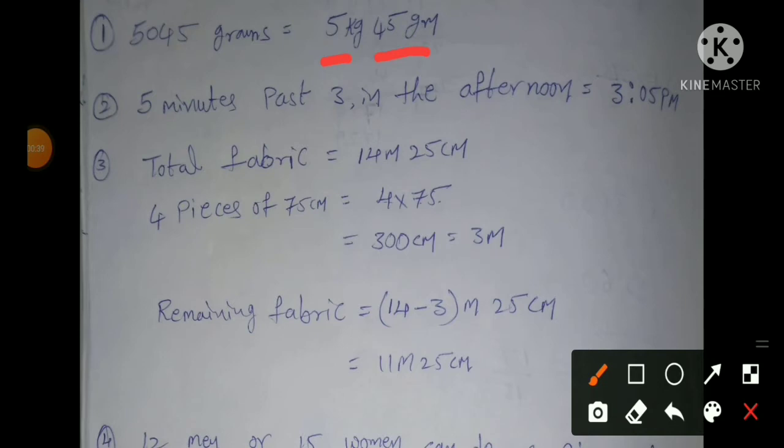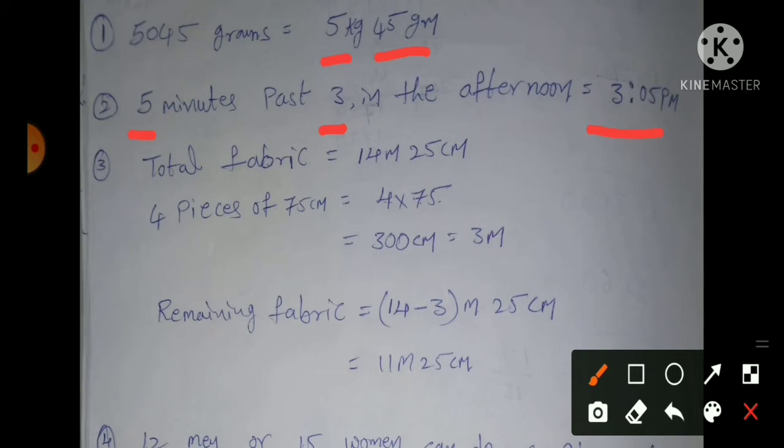Next question, 5 minutes past 3 in the afternoon is written as, 5 minutes past 3 in the sense 3 plus 5. So 3 o'clock in the afternoon, 5 minutes more for 3. So that is 3:05 p.m. 3:05 p.m. in the afternoon.